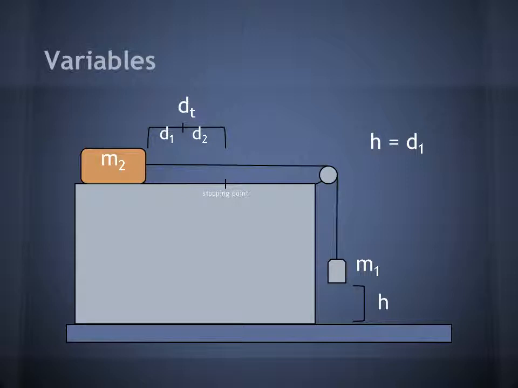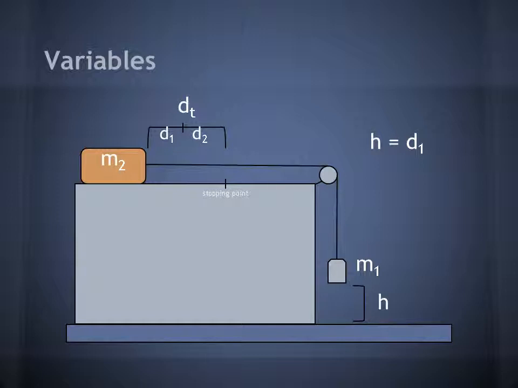Like in any good experiment, we defined several variables. The first variables we defined were related to mass. M sub 1 was defined to be the mass of the hanging block, and M sub 2 was defined to be the mass of the card on the table. We also defined several distances. H was defined to be the initial height of the hanging mass M sub 1 above the surface of the floor. The distance the card traveled before overshoot was defined to be D sub 1.